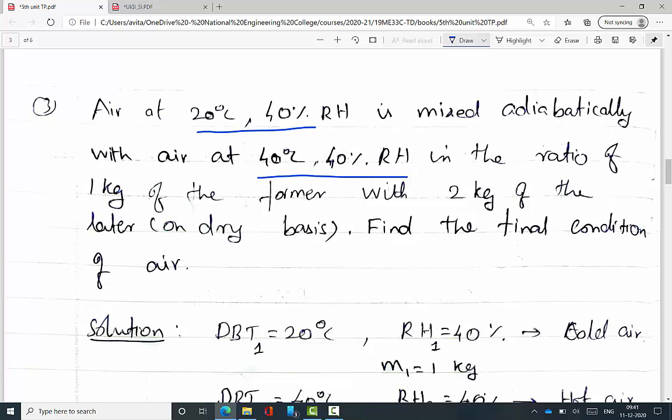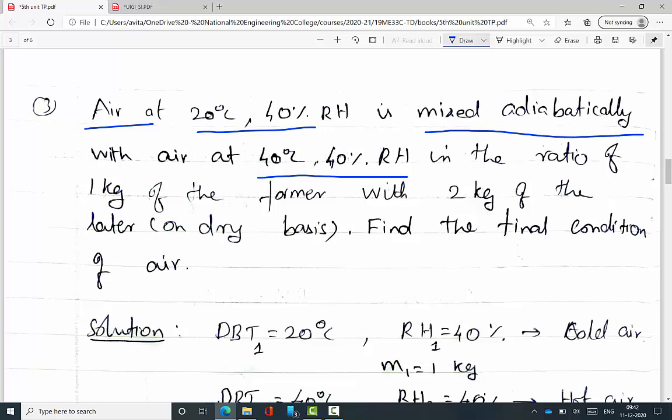Mixed adiabatically. Therefore the first air is mixed adiabatically with another air, but the condition is different. Initially the air at 20 degrees Celsius and 40% relative humidity is one branch, and the secondary air, which is at 40 degrees Celsius and 40% relative humidity, is the secondary air. Both are mixed in a container, and then produce a new property and new condition of air, in the ratio of 1 kg of former and 2 kg of latter.